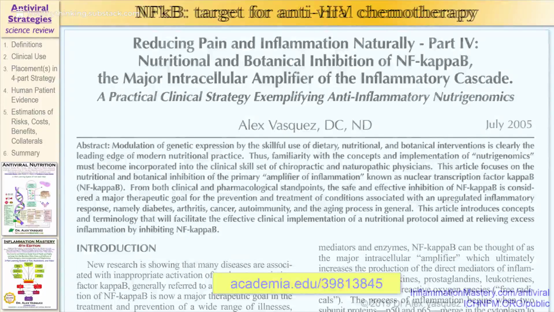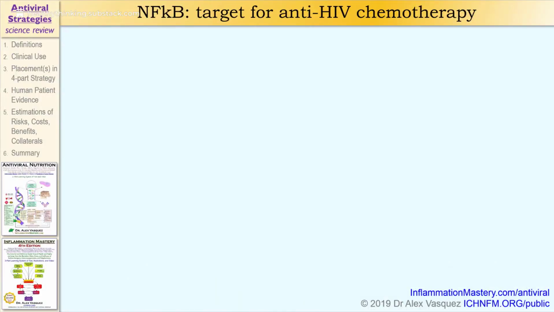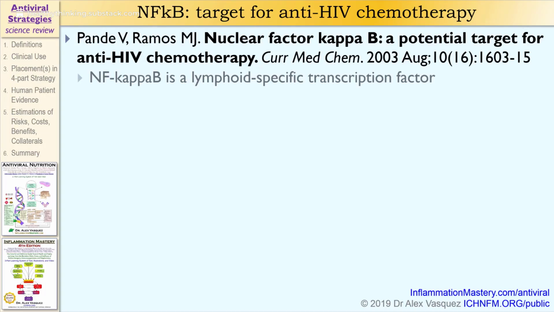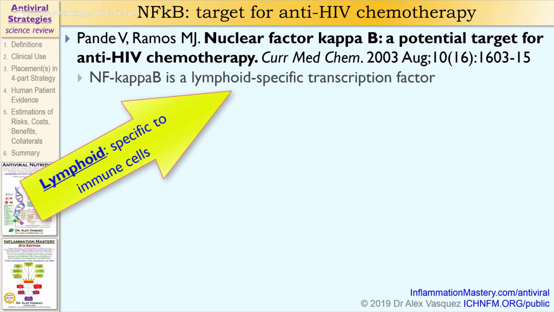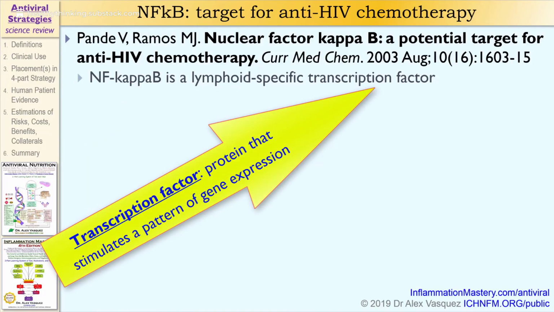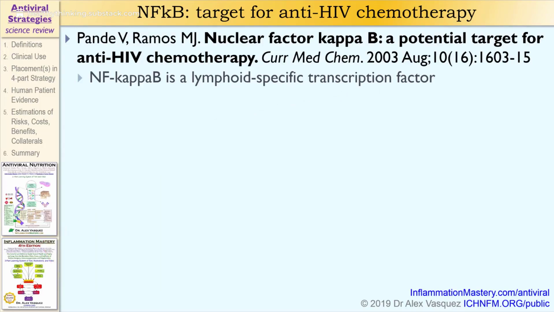Let's look at another article that confirms many of these ideas. This article discusses NF-kappa B as a target for anti-HIV chemotherapy. You can see this was published in 2003, discussing NF-kappa B as a lymphoid-specific transcription factor. Transcription factors are basically molecules that translocate typically from the cytoplasm into the nucleus to promote gene expression of certain gene patterns, and in this case, NF-kappa B activates a pattern of gene expression associated with infection and inflammatory disorders.